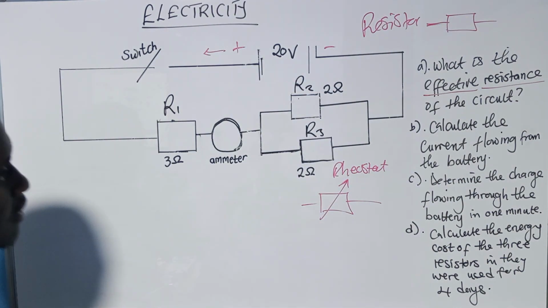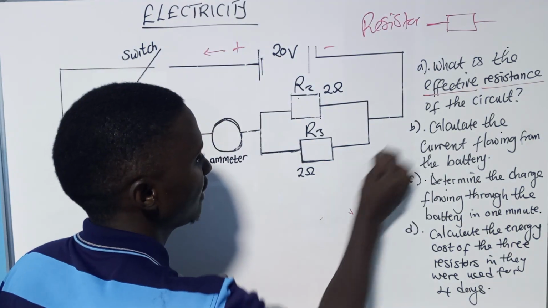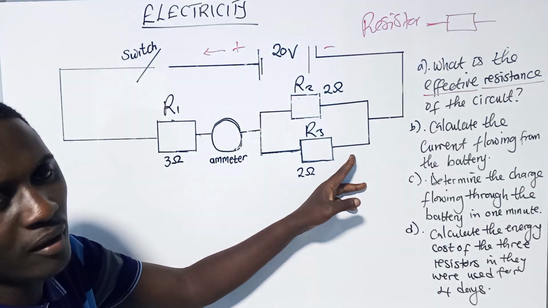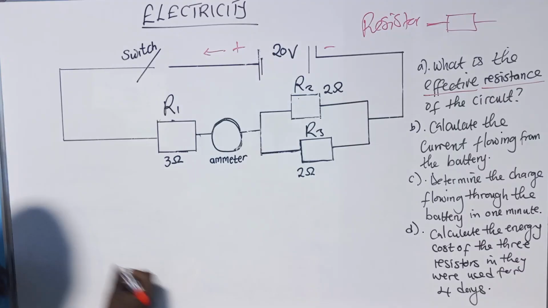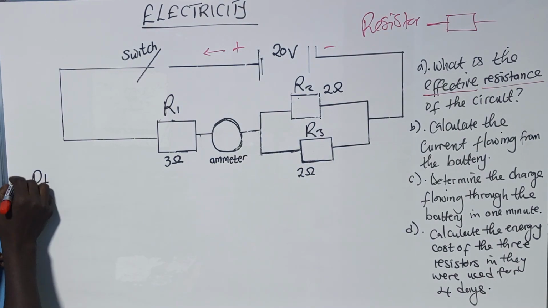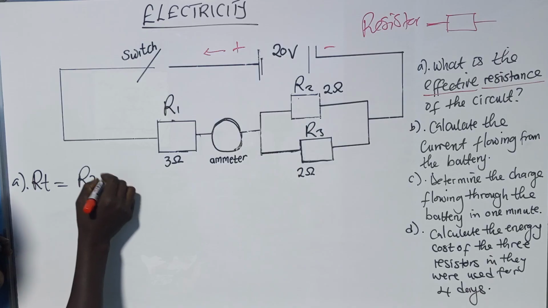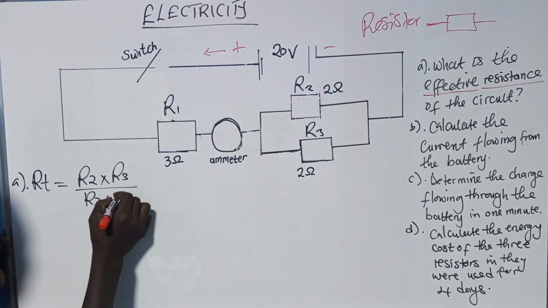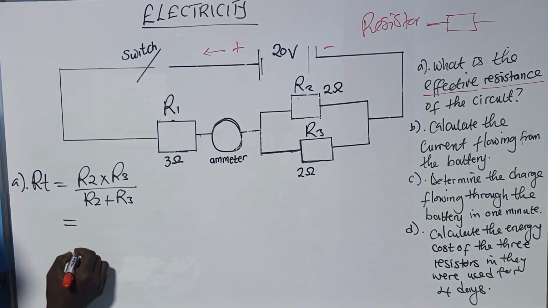Allow me to say this is the R1, this is the R2, and this is R3. Okay? So to find effective resistance here, we will be required to find first the resistance that are in parallel, then we add that which is in series. So our total resistance there, A, will be equal to, we are going to multiply R2 times R3 over R2 plus R3 like that.